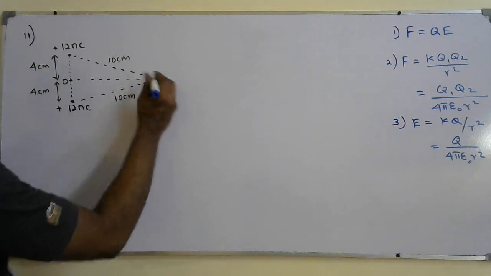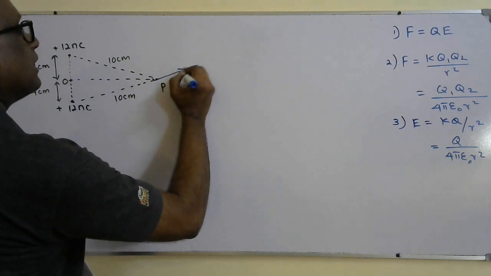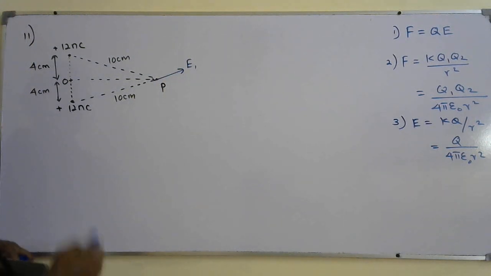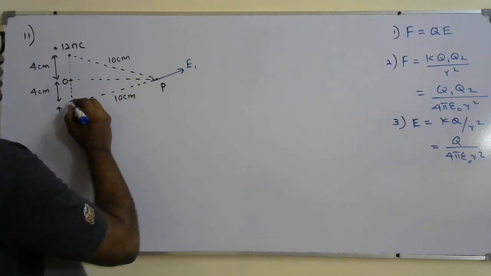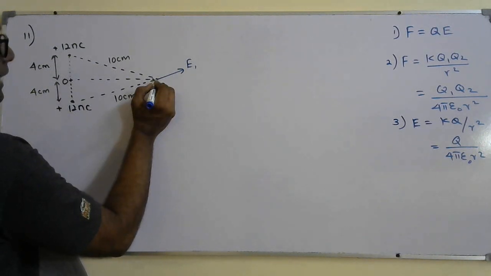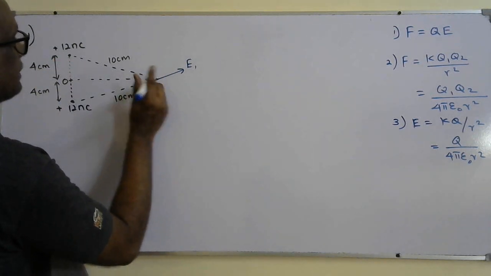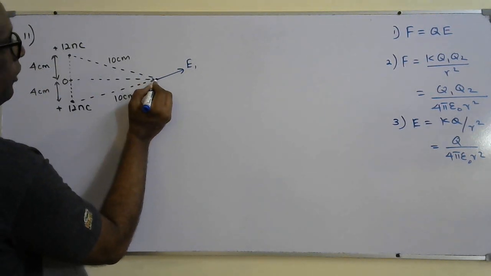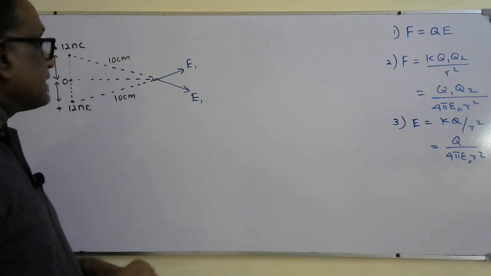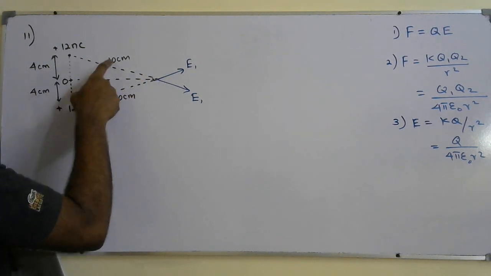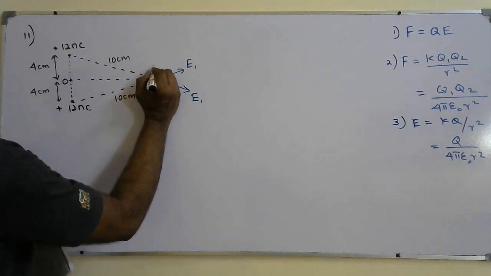If I keep a positive test charge at point P, this will repel. So the direction of the electric field strength is E1 equal to kQ over r squared. So Q is 12, distance is 10 centimeter. So E1 along this line. Same way, when I keep a positive test charge, this 12 nanocoulomb will repel, so the direction of the electric field strength due to 12 nanocoulomb at this point will be along this line. That also is E1, because both have the same magnitude of charge and both are at the same distance from point P. So therefore E1 is equal to E2.